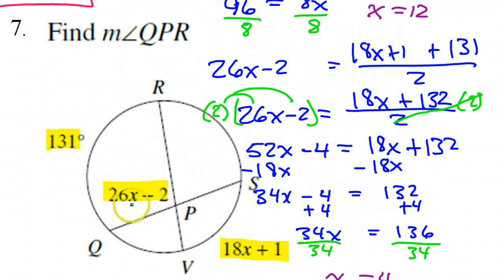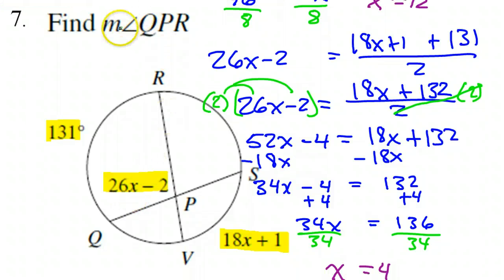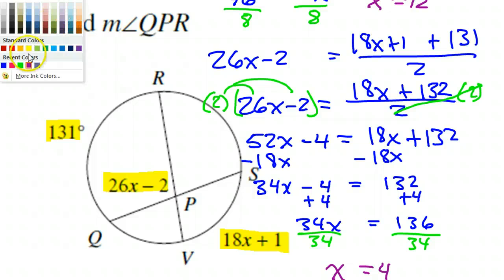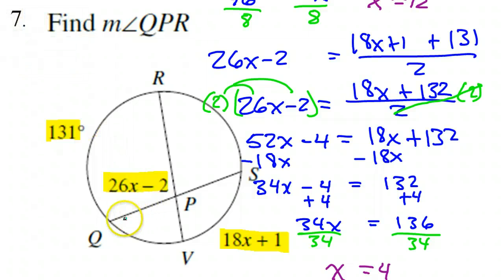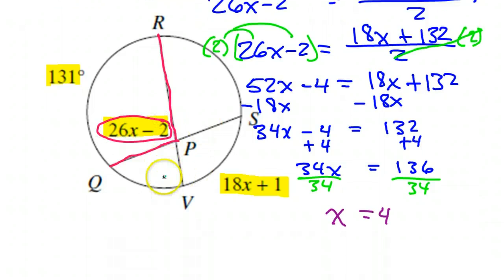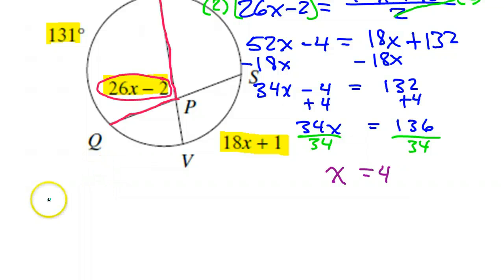So we have to look and see what we are supposed to find. We're supposed to find the measure of angle QPR. Okay, so QPR. Alright, so that's this right here, the 26x minus 2. That's what we're supposed to find.